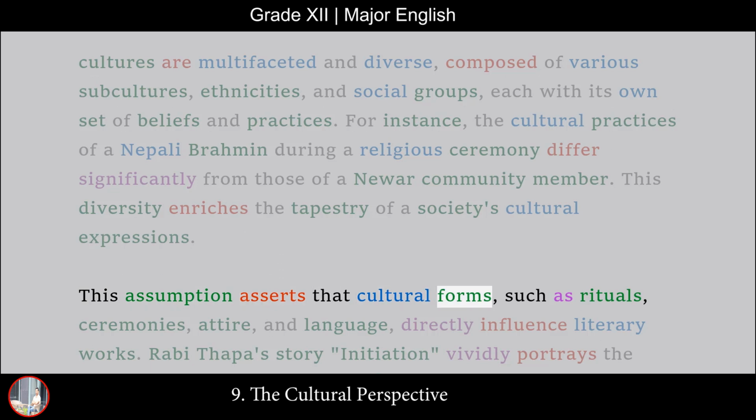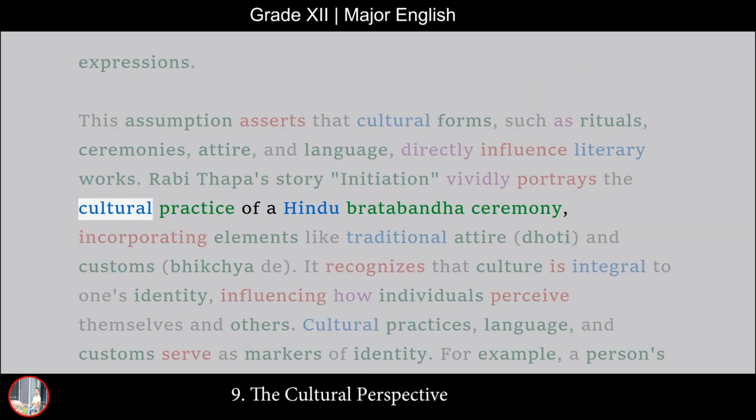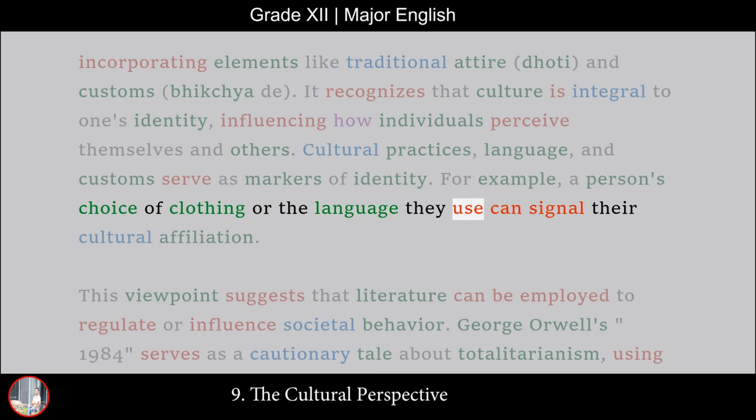This assumption asserts that cultural forms, such as rituals, ceremonies, attire, and language, directly influence literary works. Rubin Thapa's story, Initiation, vividly portrays the cultural practice of a Hindu Bratabandha ceremony, incorporating elements like traditional attire, dhoti, and customs, bikchida. It recognizes that culture is integral to one's identity, influencing how individuals perceive themselves and others. Cultural practices, language, and customs serve as markers of identity. For example, a person's choice of clothing or the language they use can signal their cultural affiliation.